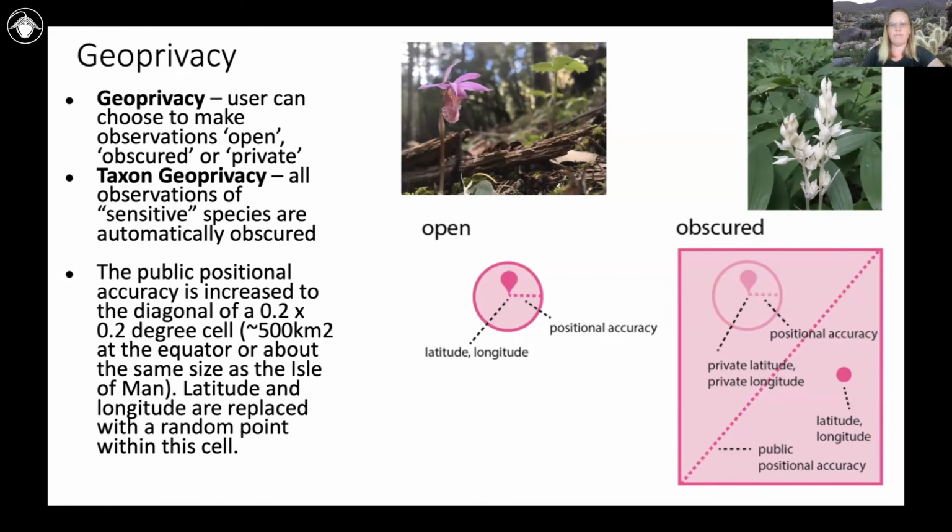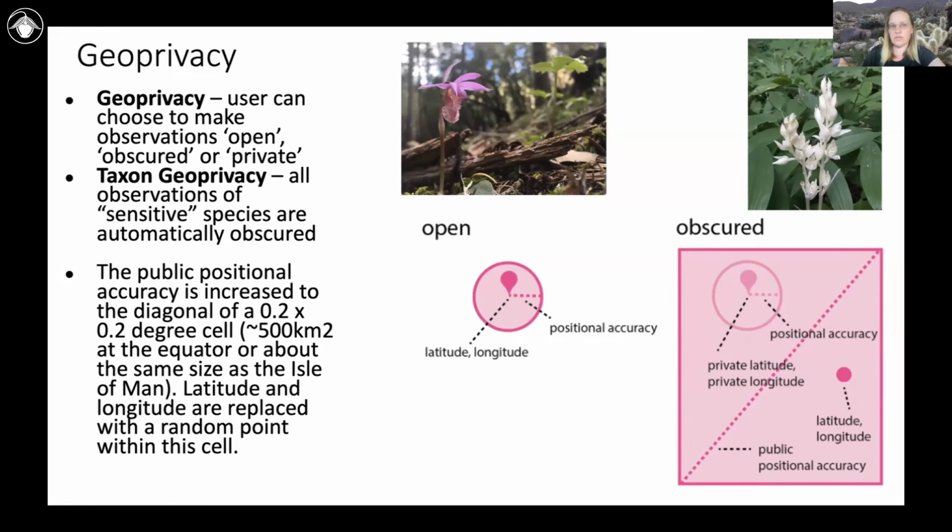You could obscure that location and it will give you about a 0.2 by 0.2 degree cell, or 500 kilometers squared. So it is not precise enough for someone to be able to find that organism, but it is still sort of broadly useful in understanding distribution of species. So it's kind of a nice middle ground.